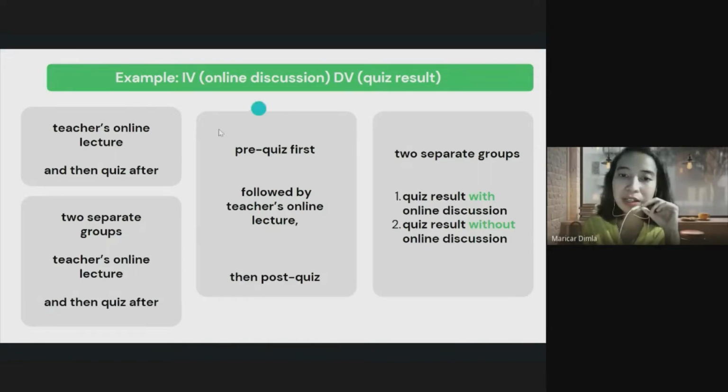So here we have another box. So this time, there is a pre-quiz first, class, and then followed by the intervention, which is the discussion of the teacher, and then there will be a post-quiz.